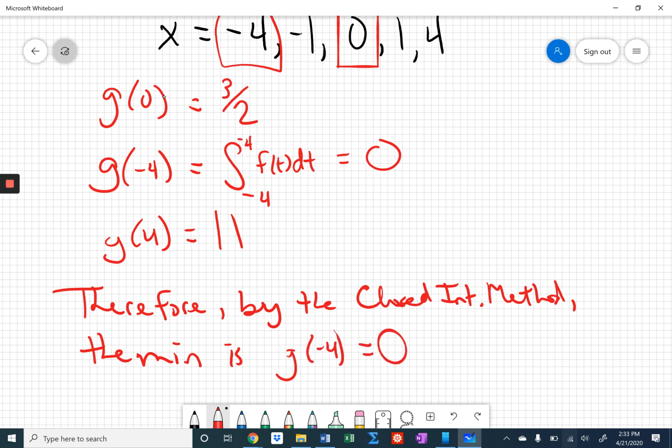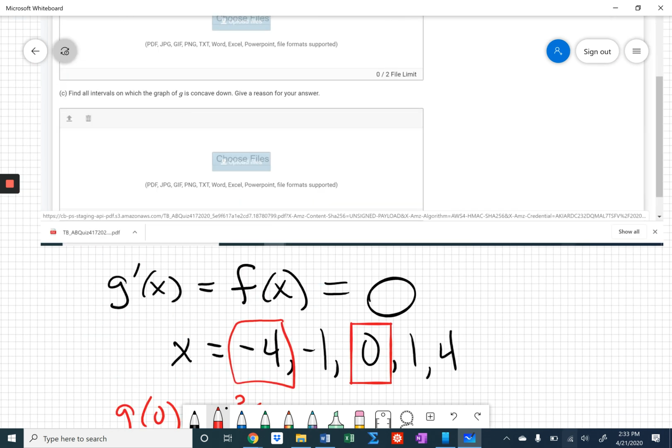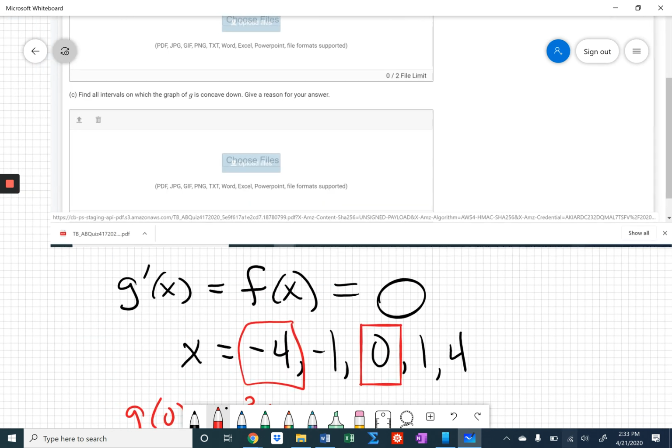That way you've answered actually the where and the what question. And that would be a good habit to get into, just in case you're not paying close enough attention. You have both the where, it's at -4, and the what, 0. And in case you missed how they asked the question, you're going to be okay anyway. All right, let's get on to part C. It says find the intervals on which the graph of G is concave down.